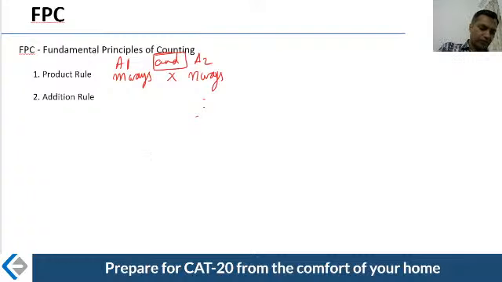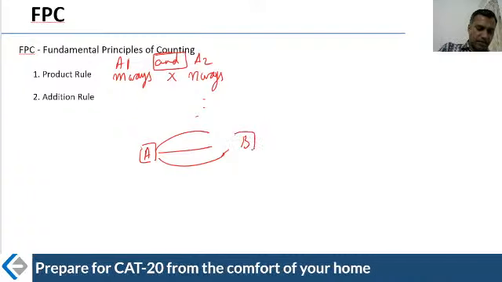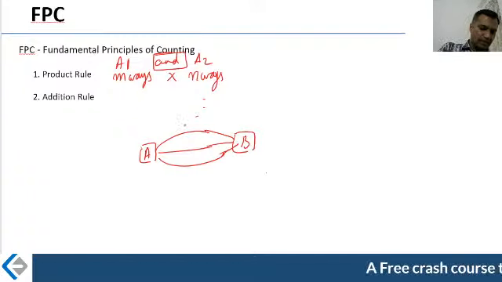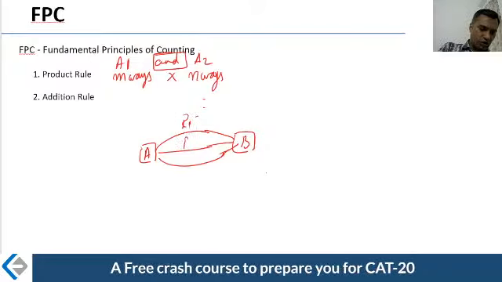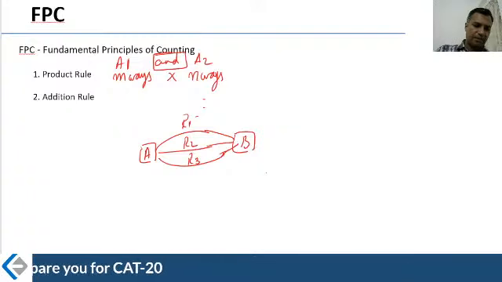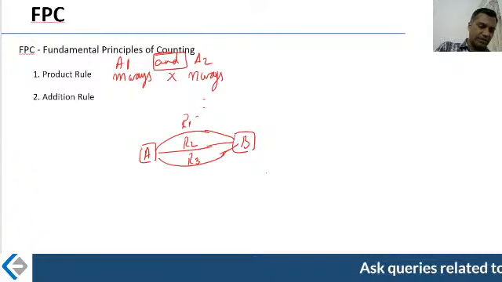Let's say there is a place A and a place B, connected by 3 roads. Let's call the roads R1, R2, and R3. Of course, they will have some names: Mahatma Gandhi Road, Indira Gandhi Road, Subhash Chandra Bose Road, whatever. Let these be the 3 roads.